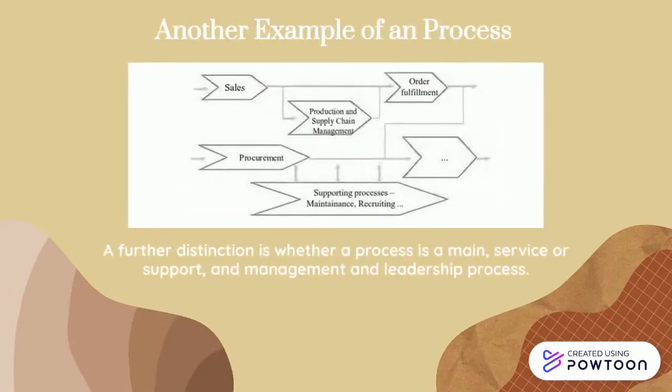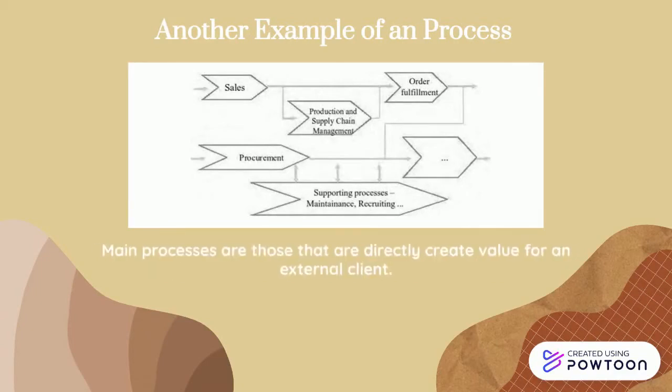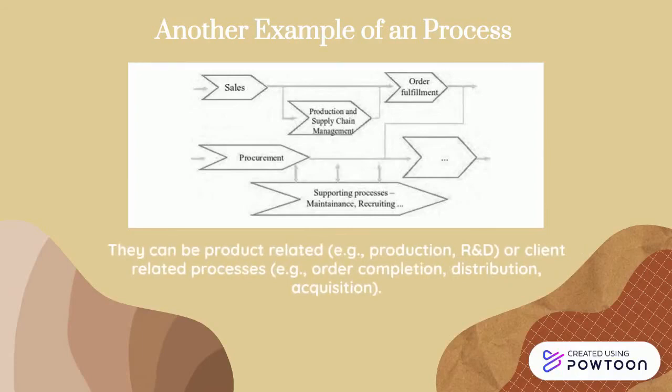For the last, I will explain about another example of a process. Take a look at this process. A further distinction is whether a process is a main, service or support, or management and leadership process. Main processes directly create value for an external client. They can be product related, for example production, R&D, or client related processes, for example order completion, distribution, acquisition.